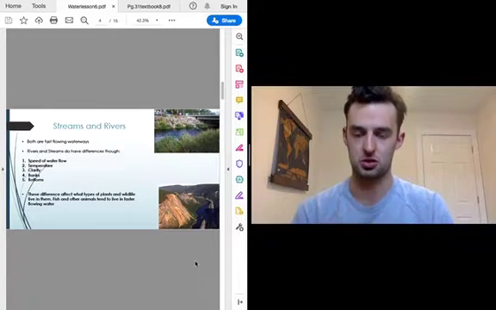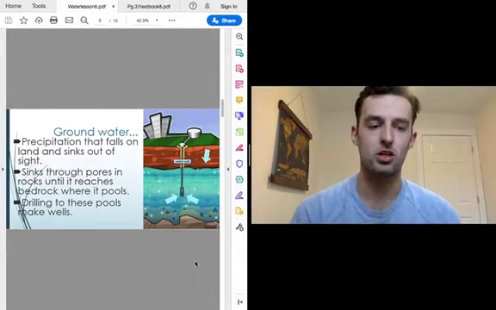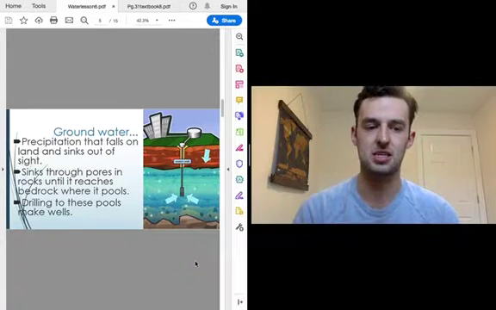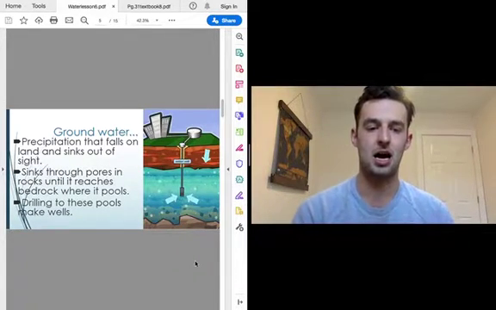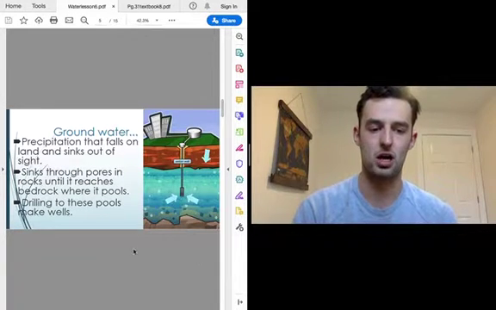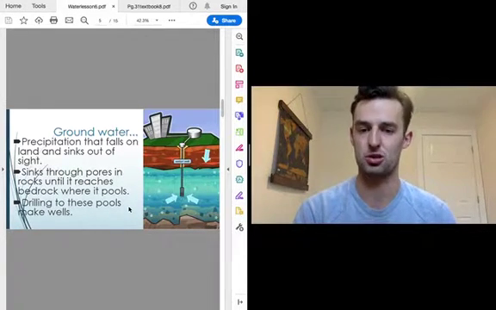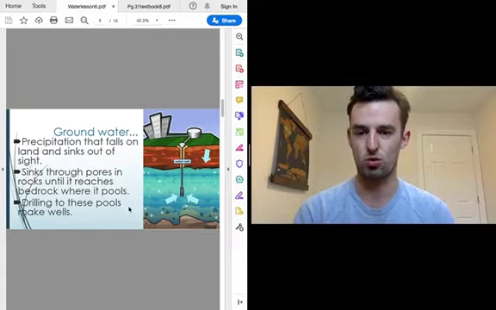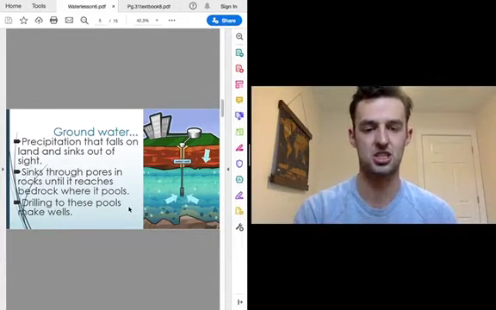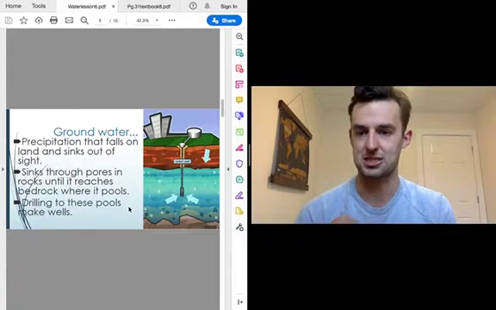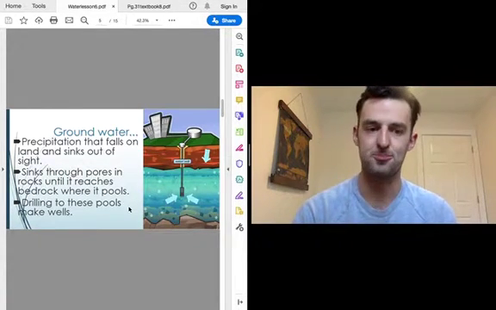which is why you'll often find fish in rivers as opposed to streams. When we talk about groundwater, we've already touched on this a little bit, but it's precipitation that falls on land and sinks out of sight, and it goes into the bedrock where it pools and stays there, and then you have to drill into the ground to get to those pools of water to access them, which we talked about with the Guelph water station. This is what they had to do to be able to access all of the groundwater beneath them.